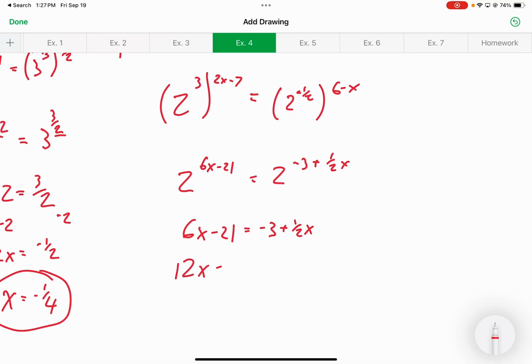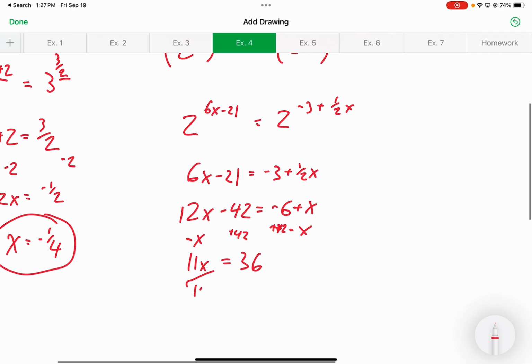So 12x minus 42 equals negative 6 plus x. And then we solve for x. So take x away from both sides, 11x. Add 42 to both sides. I shouldn't do this where I do everything at once, but it is what it is. All right, negative 6 plus 42 is going to give me 36. Okay, so then I would divide by 11 and get a not nice number. 36 over 11. Unless I messed it up.